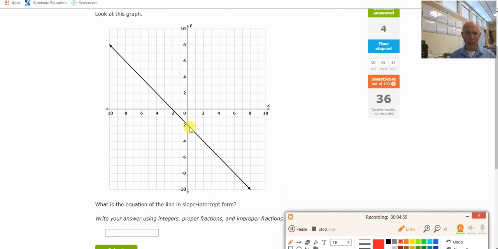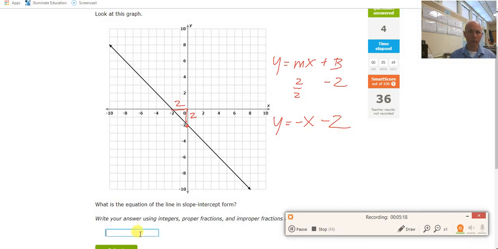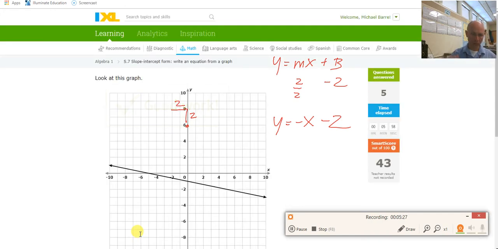Same type of thing again. So I have y equals mx plus b right about there. So my b is at -2, and my slope, it looks like it's just rise of 2, run of 2, so a -1, right? Because it's 2 over 2, it's just 1. So y equals -x minus 2. Negative y equals -x minus 2. Good work.